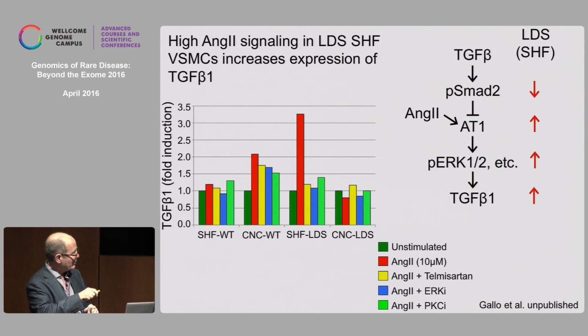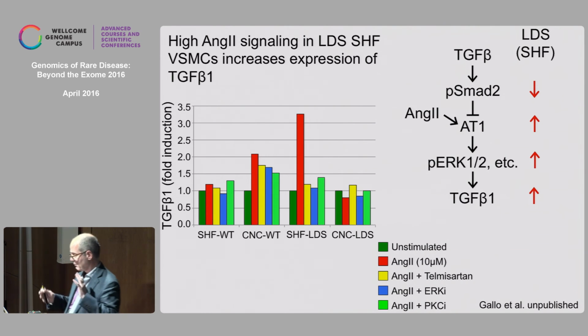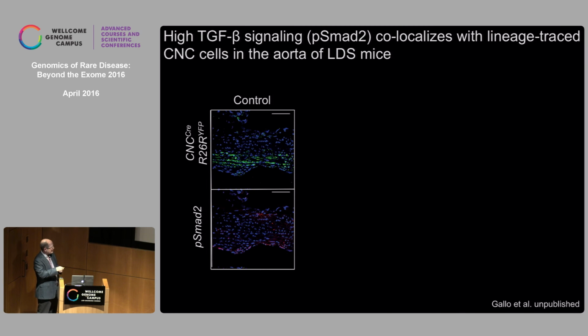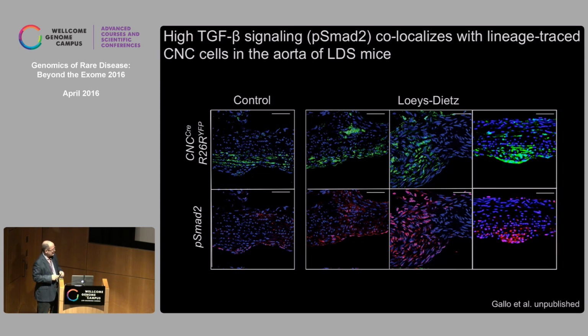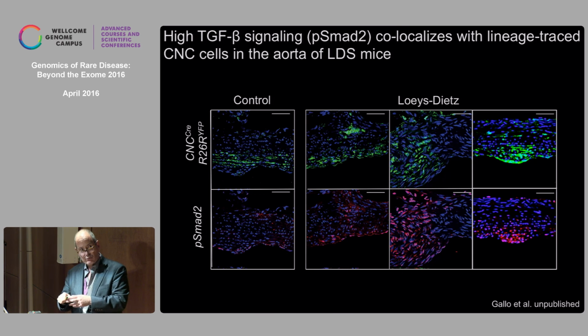We could block the TGF-beta expression in response to angiotensin II, as you might imagine with angiotensin receptor blockers, also with ERK inhibitors, also with PKC inhibitors. So we're marching down our therapeutic effects and finding that all may be relevant to this observation. So what's all this TGF-beta doing that's being secreted by these second heart field cells? Well, we then looked at where we're seeing the high p-SMAD2 signal in the aorta. In control animals, you can see the cardiac neural crest-derived cells labeled in green. There's really not any high TGF-beta signaling that coincides with that signal. But in Loeys-Dietz syndrome mice, it's exactly where you see the cardiac neural crest-derived cells as to where you see the high TGF-beta signaling. Again, beautiful correlation in mouse after mouse.